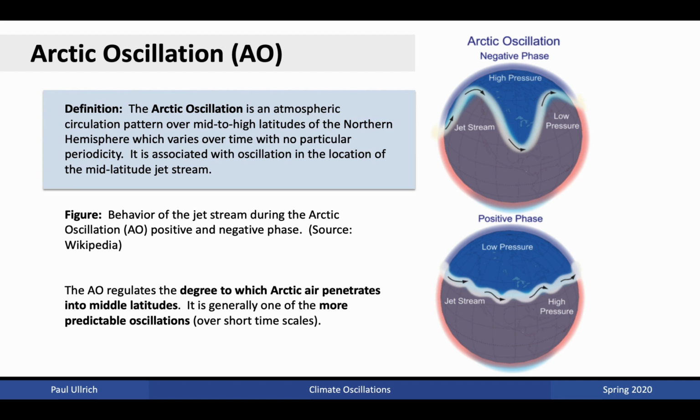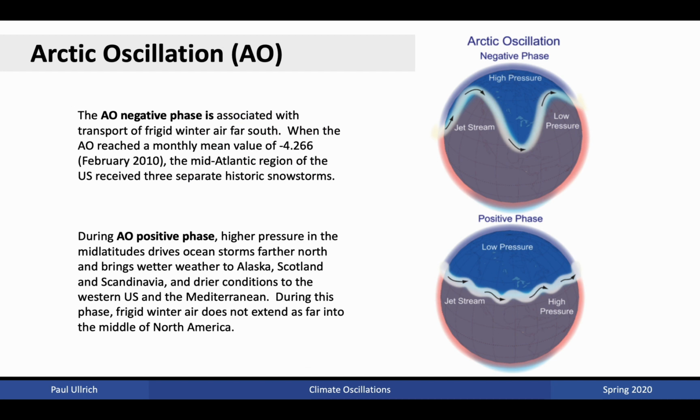During the positive phase, we have more isolation of that Arctic air. Typically, this is associated with larger temperature gradients around the location of the jet stream, but also a tendency for that Arctic air to not penetrate into farther southern latitudes. The negative phase in particular is associated with the transport of this frigid air far south. In February 2010, when the Arctic Oscillation reached its index value of minus 4.266, which was the record for the time, the U.S. received 3 separate historic snowstorms because of the transport of this cold air.